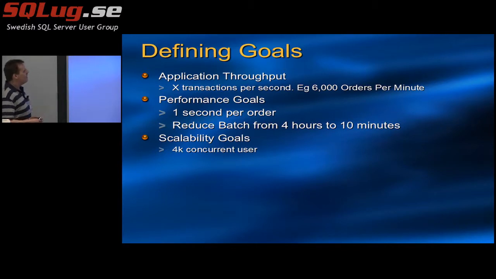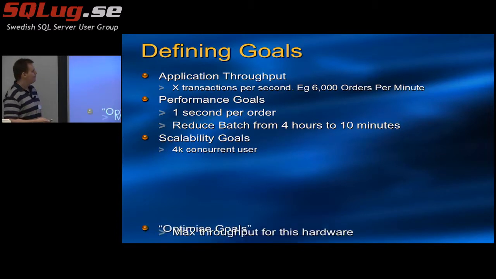They might have scalability goals. We want to be able to get 4,000 concurrent users on our website, okay? So we need to test that the workload can hit that actual limit. As soon as it does, we're done, okay?